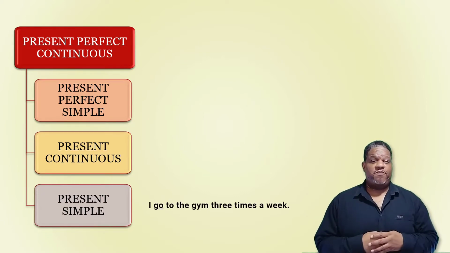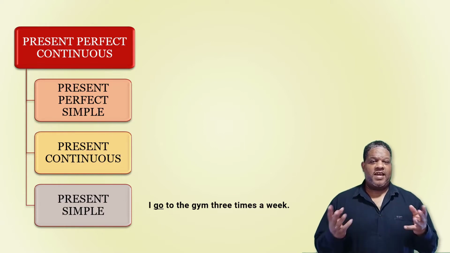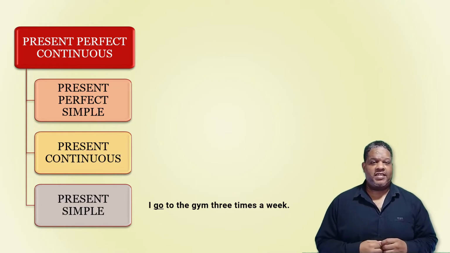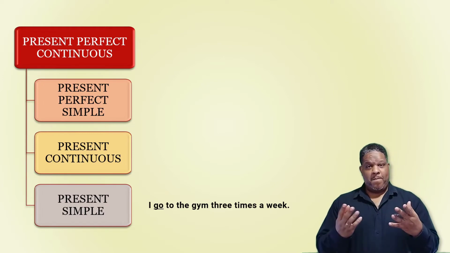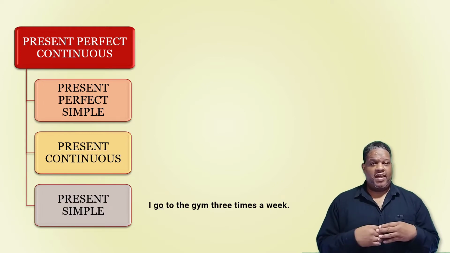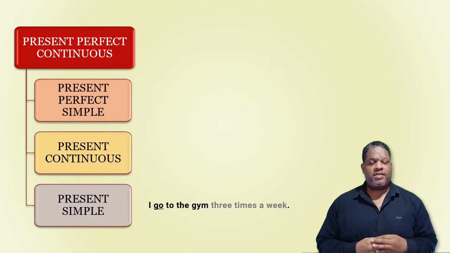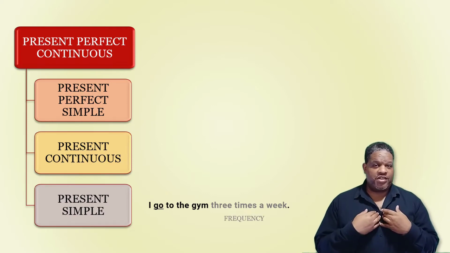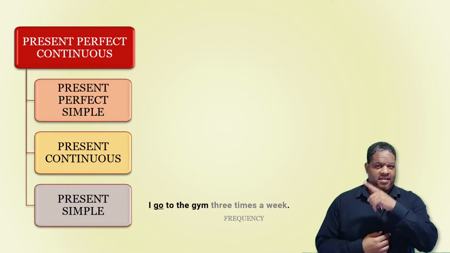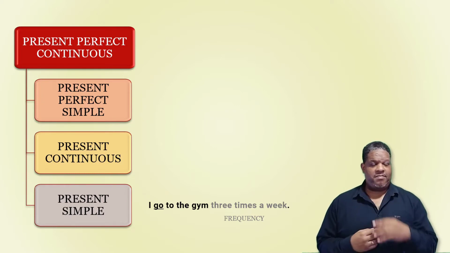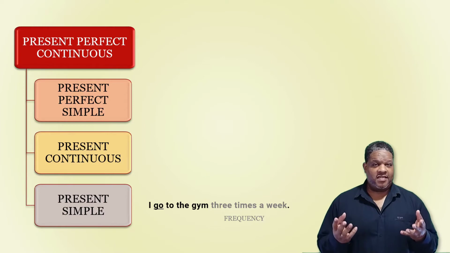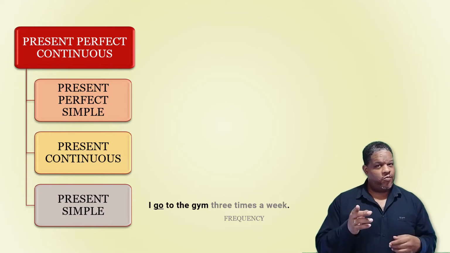I go to the gym 3 times a week. Now, obviously, we can see this sentence is in the present simple. We have the added time frequency 3 times a week. But my question is, how can we take this sentence, this same sentence, and make it continuous? So, what do you think?